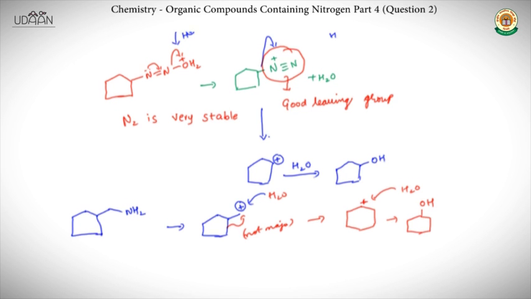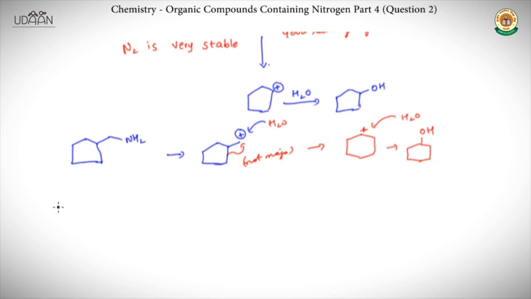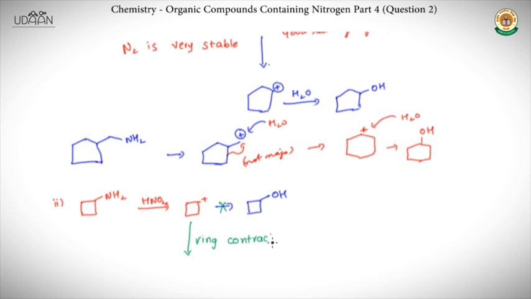So now let's look into the second one. For the second one, you have got this one. If you treat it with HNO2, you are going to get finally a positive charge here. Now you may think that this gives you this compound, but this is actually not, because here ring contraction occurs. It's a classic case for ring contraction. I'll tell you how and why it occurs.